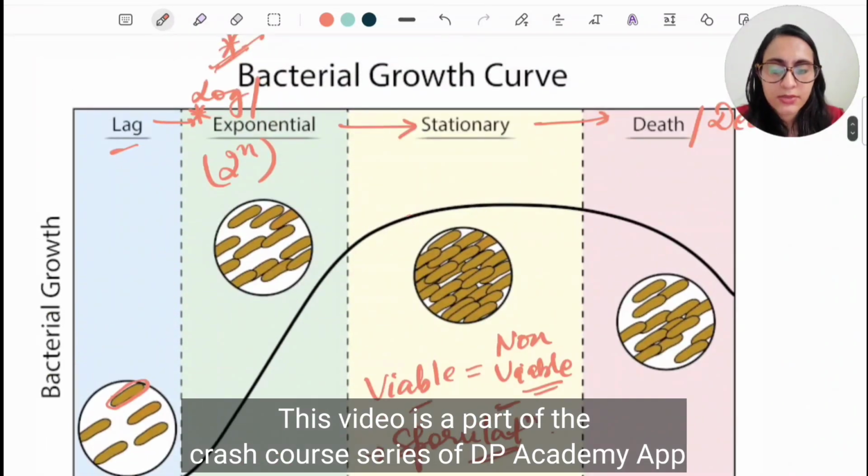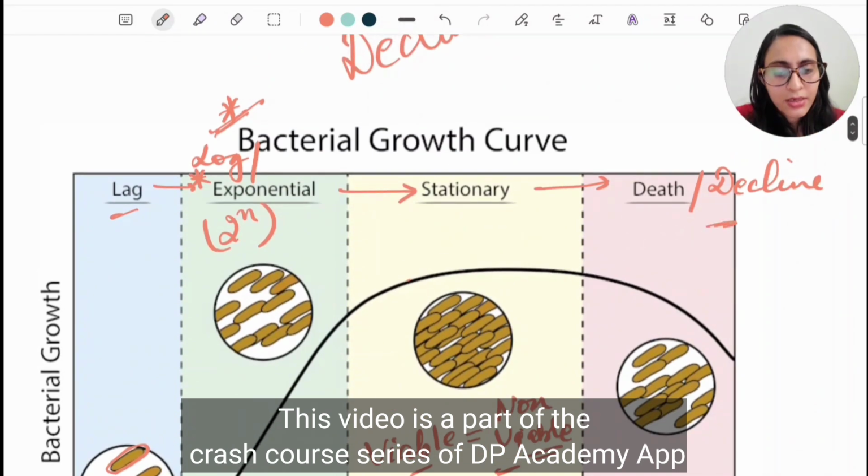Now the death phase, which is also known as the decline phase: the bacteria die faster than they multiply. There is accumulation of the toxic metabolites, and this results in the death of the bacteria. So the question that is asked from this bacterial growth curve, either they can ask a sequence based question. So first a lag phase, then log phase, which is also known as exponential phase, then the next one is the stationary phase, and then the death or the decline phase.